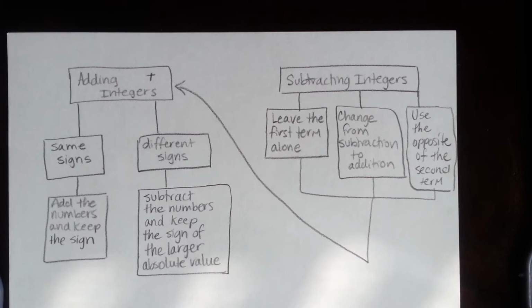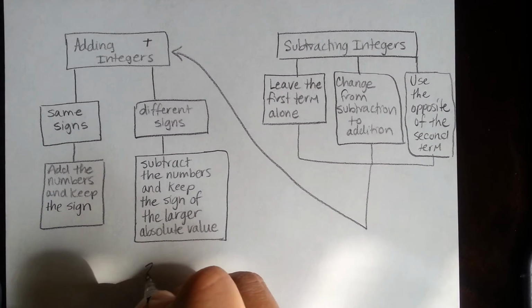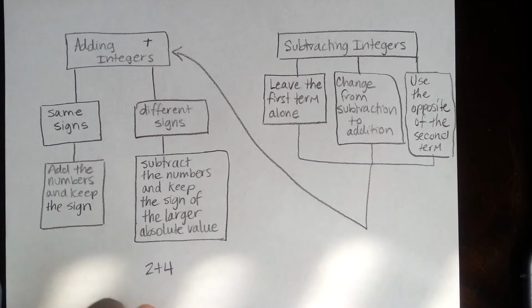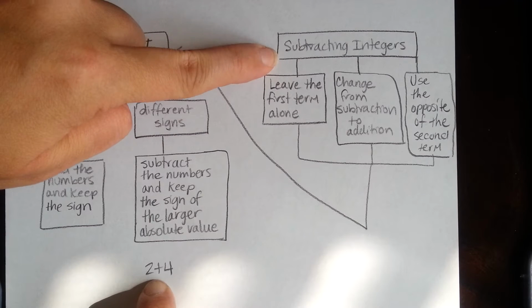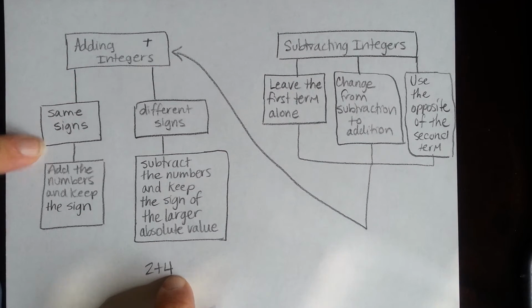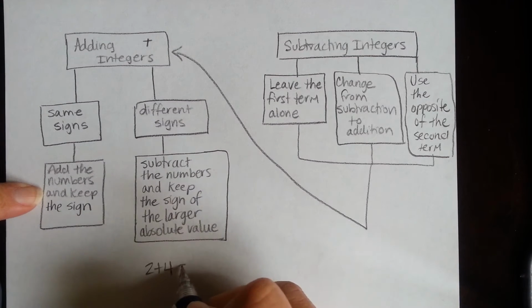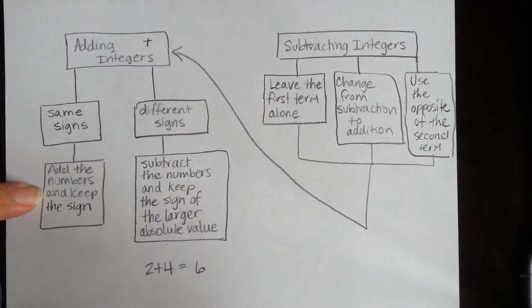Alright, let's see how that works. Let's look at some problems. First problem, 2 plus 4. First we look at our operation symbol. Is this addition or is it subtraction? It's addition, so we're going to follow the rules over here. I'm adding a positive 2 and a positive 4. They have the same signs, so I'm going to add the numbers and keep the sign. So 2 plus 4 would give me 6. They're both positive, so it should be a positive 6.